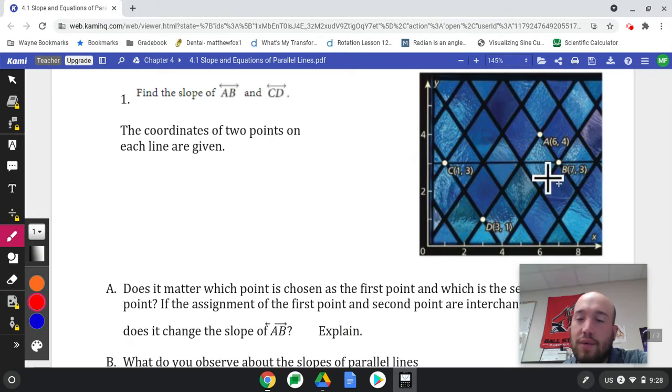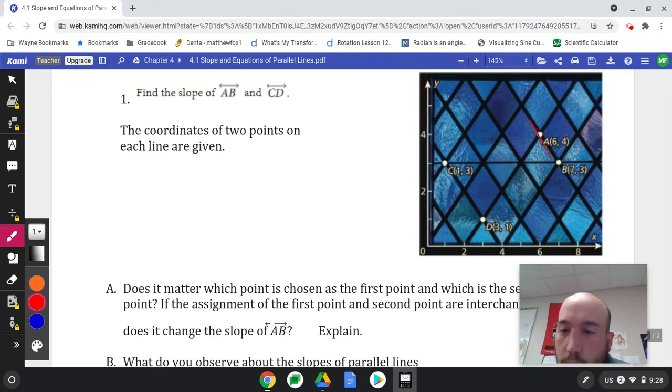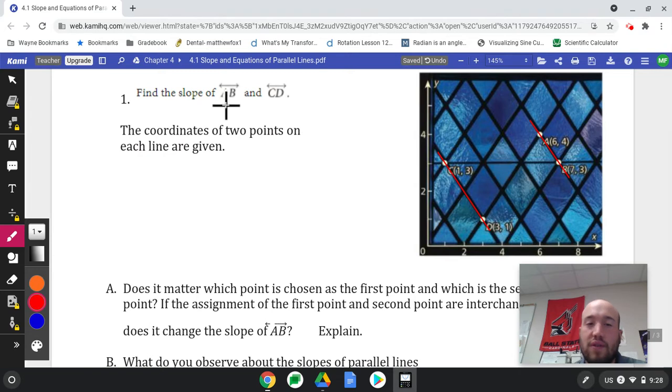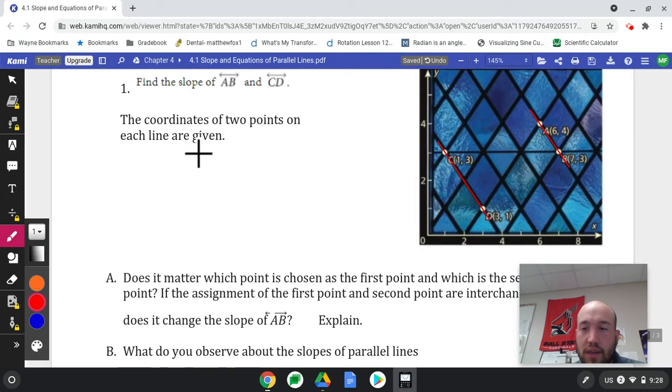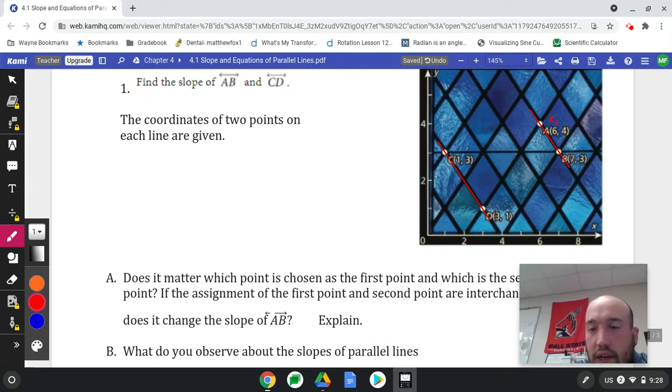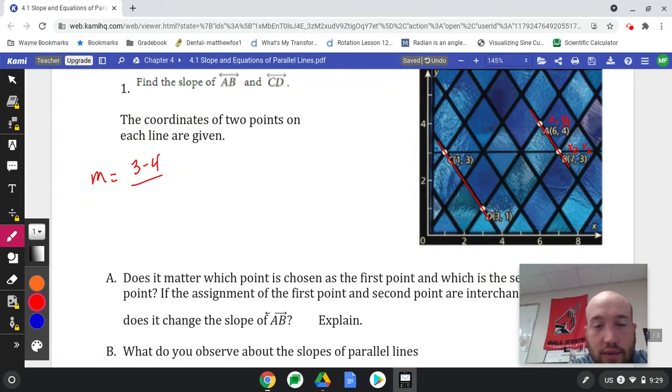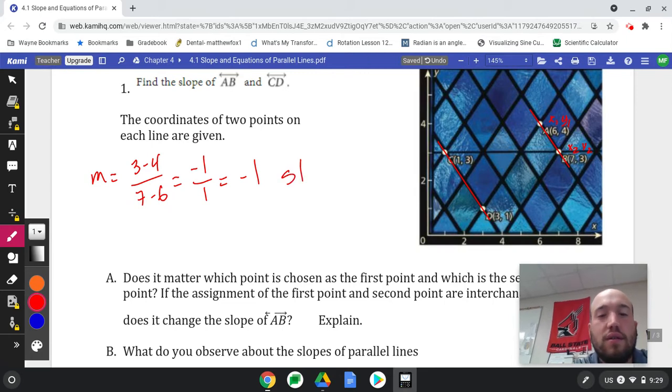So we look over here, and I know it's kind of hard to see because of the darkness of this, but AB right there, if I draw a line through that, CD is right here, those two lines. It doesn't matter which one we do first, I'll just find AB first. So A and B, we are going to need to choose one to be point 1, one to be point 2. If I choose A to be point 1, then 6 is x1, 4 is y1, 7 is x2, and 3 is y2. Now remember, for AB, the formula is y2 minus y1, so 3 minus 4 divided by x2 minus x1, so 7 minus 6. So negative 1 over 1, and that slope is negative 1. So our slope of AB is negative 1.